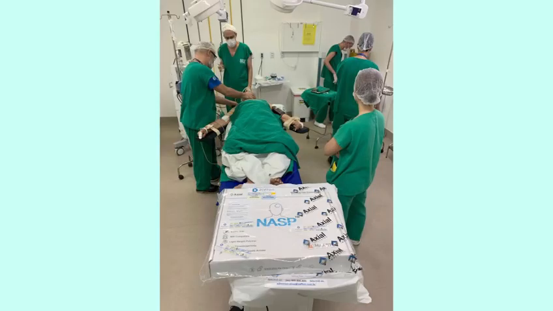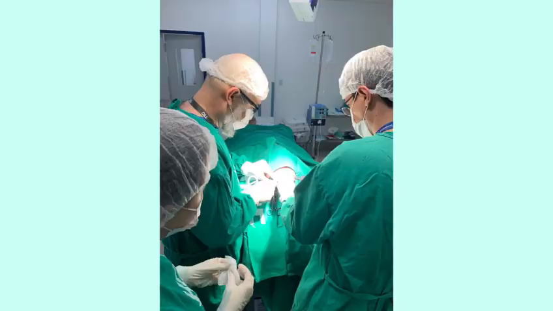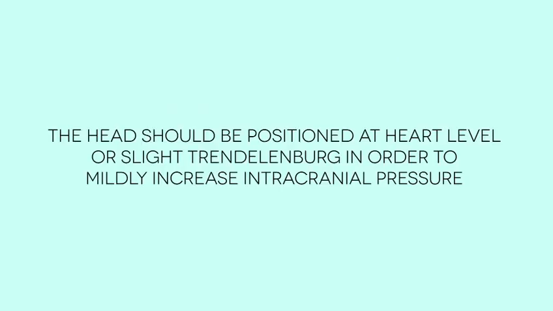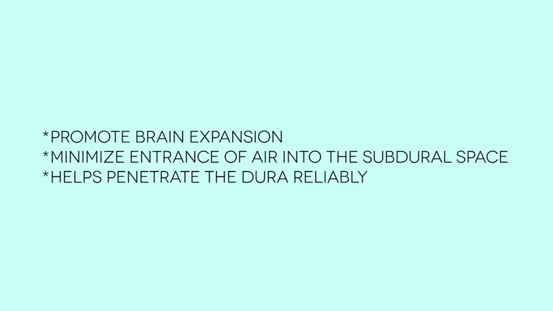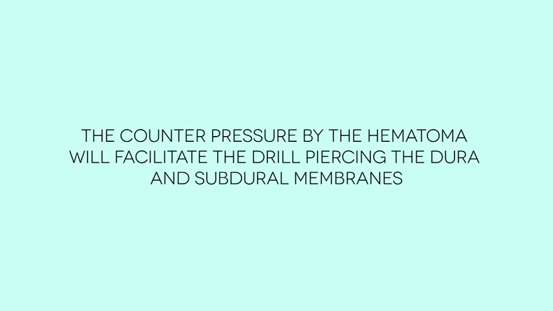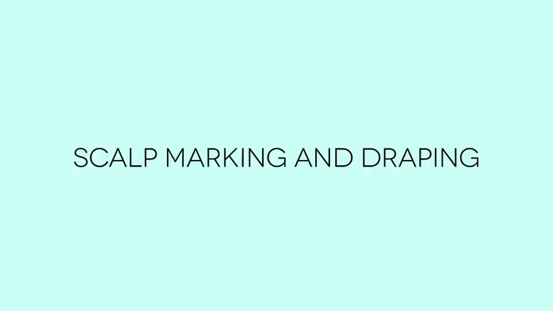The patient is positioned supine on the operative table with the patient's head rotated to the opposite side of the procedure. The head should be positioned at heart level or slight Trendelenburg in order to mildly increase intracranial pressure, which should increase drainage of the subdural hematoma following the insertion of the NASP, promote brain expansion, minimize entrance of air into the subdural space, and to avoid that the drill bit just pushes the dura without entering the subdural space. The counterpressure by the hematoma will facilitate the drill piercing the dura and subdural membranes.